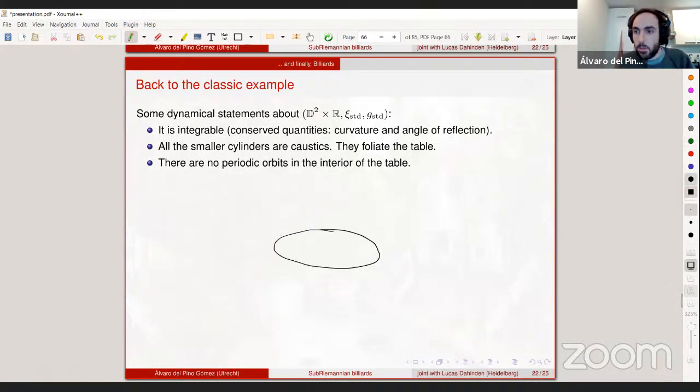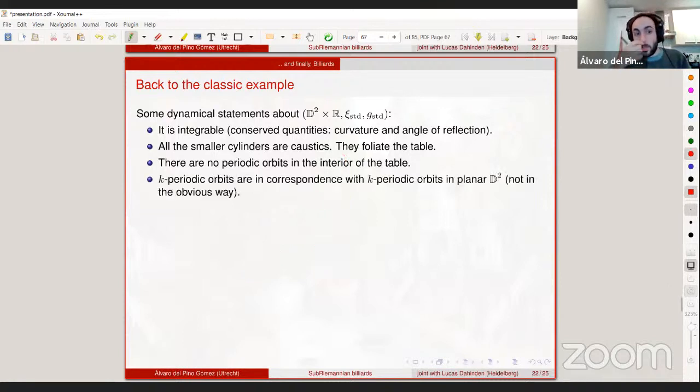Then there are no periodic orbits inside the table. This is clear because if I'm in D2, we said that the projection of a geodesic that does not reflect is just a circle. So when I lift up, this is a spiral. So, no closed orbits. Another question is, what are the periodic orbits? And the point is that you can give the following characterization, and let me give you just the answer.